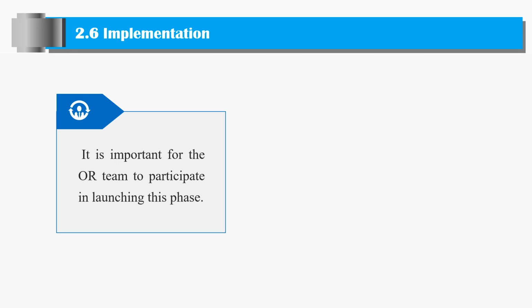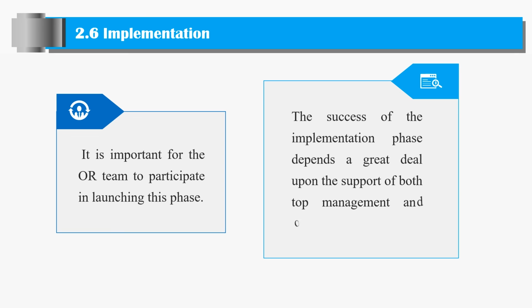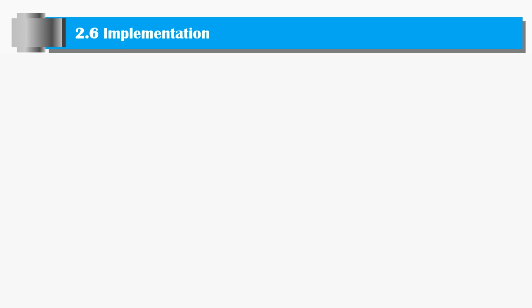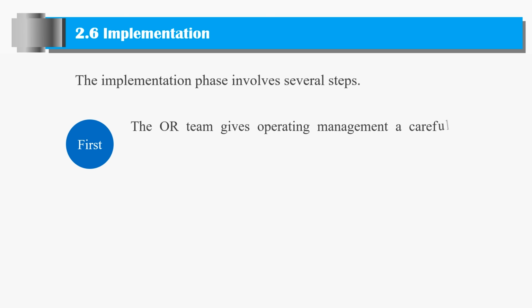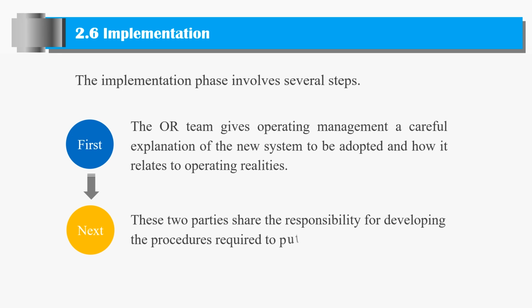It is important for the OR team to participate in launching this phase. The success of the implementation phase depends a great deal on the support of both top management and operating management. The implementation phase involves several steps. First, the OR team gives operating management a careful explanation of the new system to be adopted and how it relates to operating realities. Next, these two parties share the responsibility for developing the procedures required to put this system into operation.